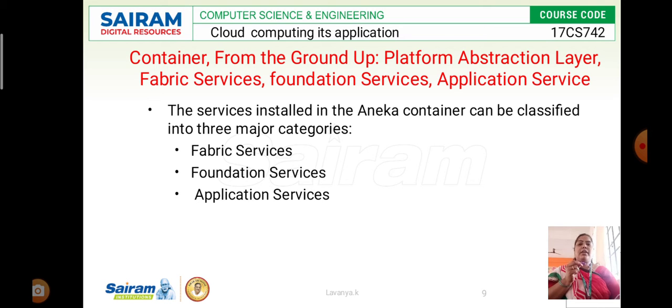So this is the PAL, and it has many features: a uniform and platform-independent implementation interface for accessing the hosting platform. It also accesses the remote node, and it also manages the many interfaces between the user as well as the cloud. These are the PAL features. Then I'll move on to the fabric services.